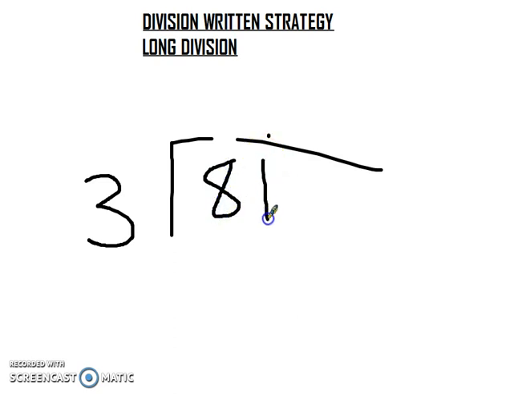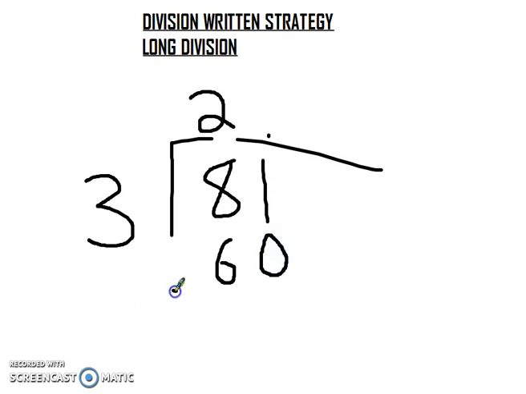So let's start again. 8 tens, can I share them amongst 3? Yes, I can. How many will those 3 receive if I've got 8 tens? Well, they'll receive 2, because I know that 3 times 2 equals 6. I can't go any further than that. So I've shared out 6 tens, or I could rename that as 60.